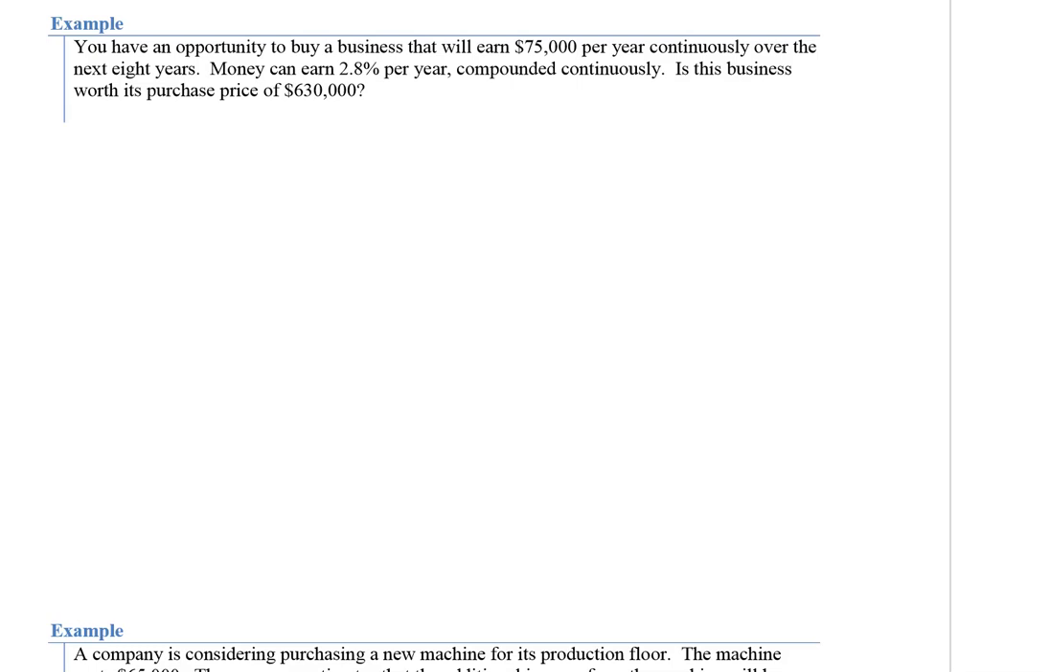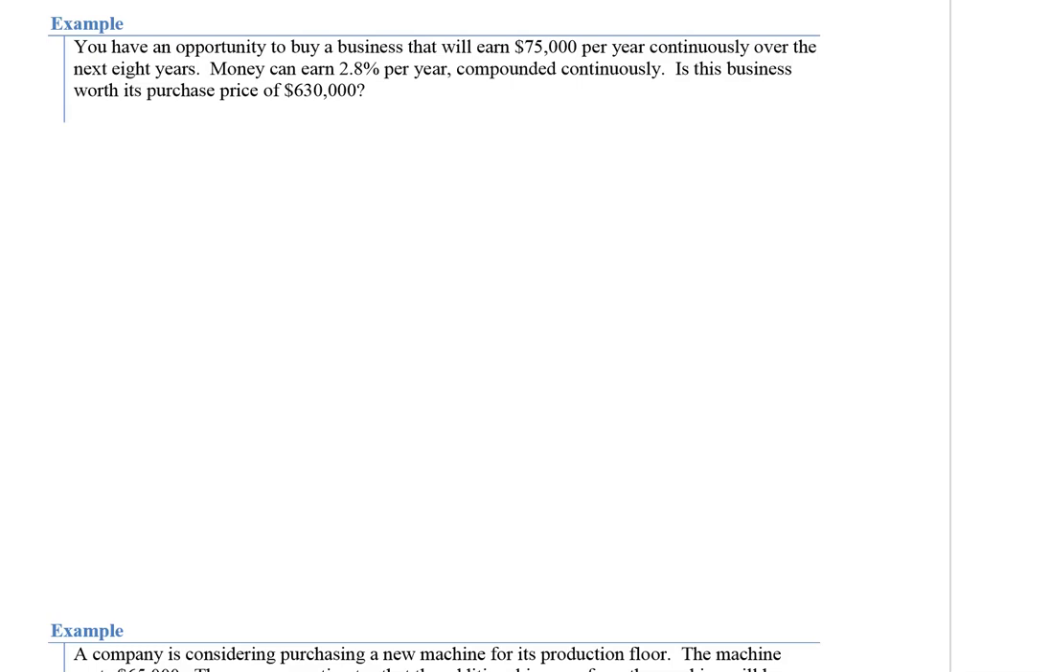First note that we still have to make some simplifying assumptions. We have to assume that the interest rates are going to remain constant for that entire 8 years. We also have to assume that the $75,000 per year is coming in continuously, like a faucet dripping dollars into the business. Neither of these assumptions might be accurate. But moving on, the present value of $630,000 is $630,000. This is one investment where we put our $630,000 in the bank and let it sit there.